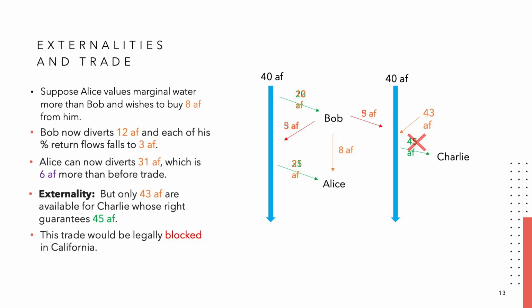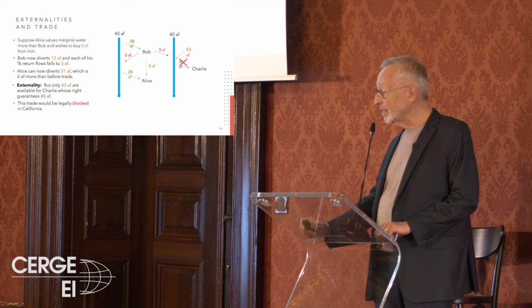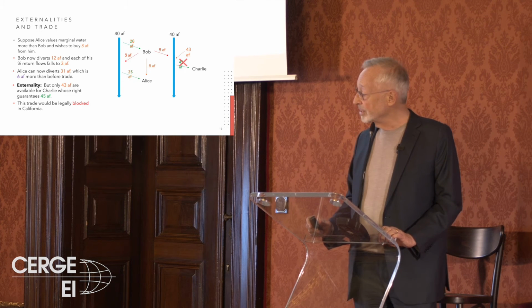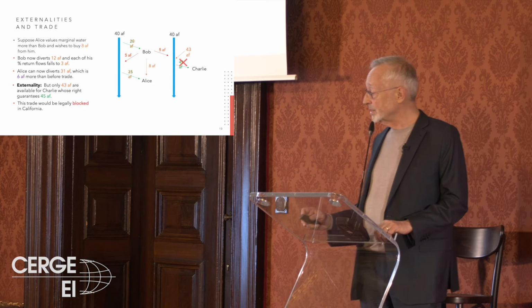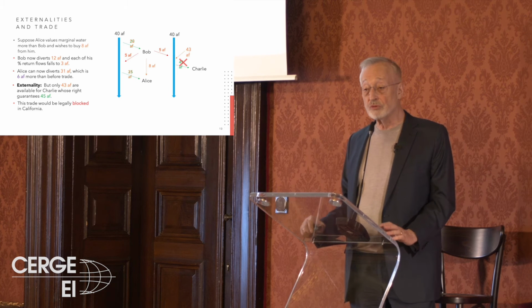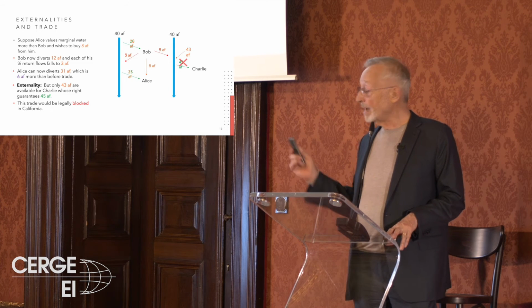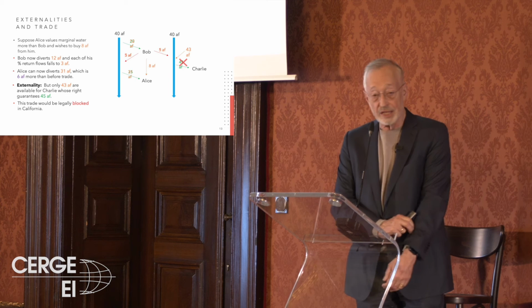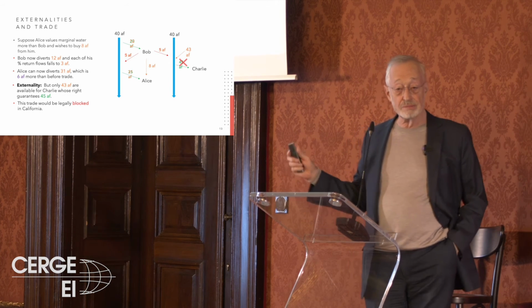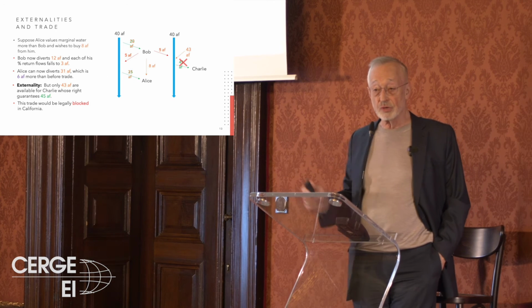Plus 3 is 31, so that's the 31 acre-feet for Alice, and 40 plus 3 is 43. Charlie can't get his 45, to which he is legally entitled now, and the law says Charlie's allowed to take 45, but this trade limits Charlie to taking 43. So in California, this trade would be legally blocked. Bob doesn't have the right to sell this water to Alice because Charlie has a right to take 45 acre-feet from the stream, and that right is interfered with by this trade.